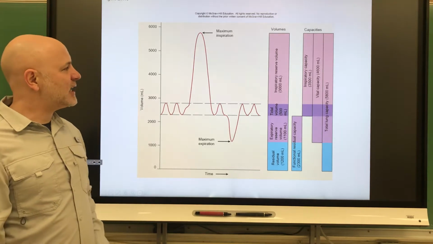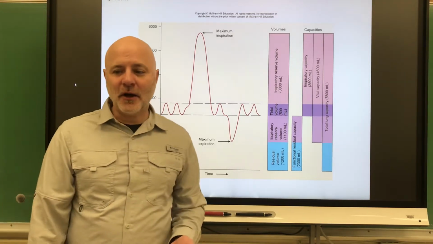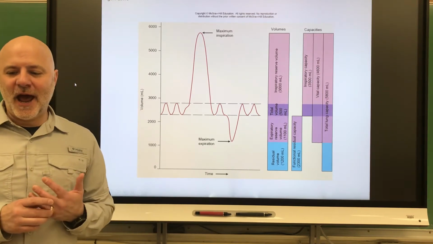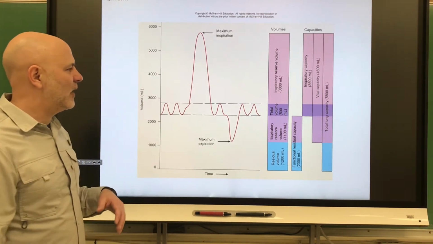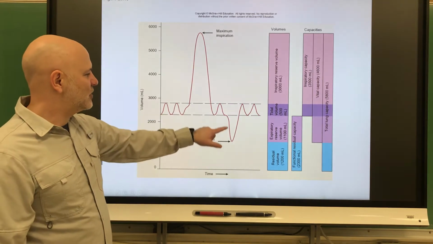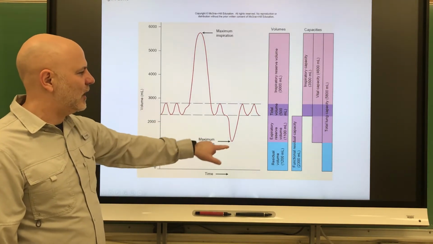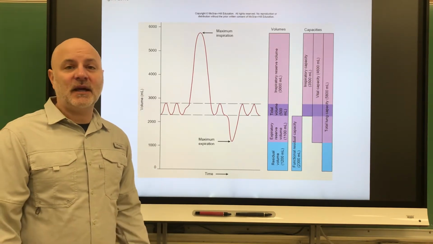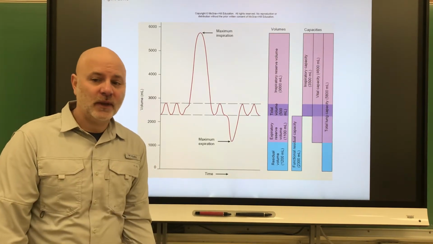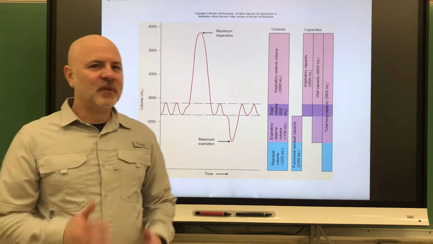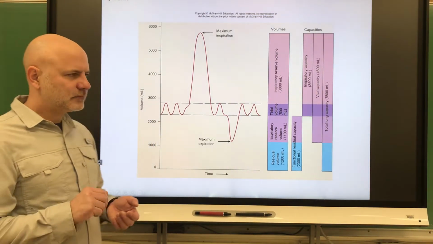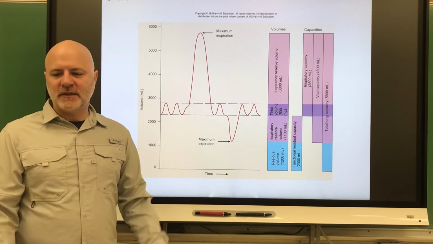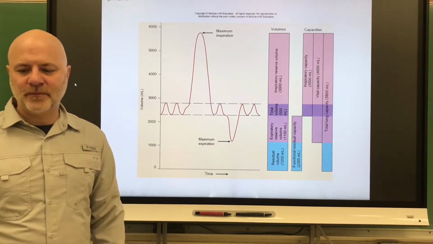Next is our expiratory reserve volume, or ERV. This is the amount of air that can be forcefully exhaled after a normal tidal volume exhalation. So you take a normal breath out and then exhale even more air out. That's your expiratory reserve volume, and this is about 1,100 milliliters. All these numbers vary from person to person, but this is essentially the average.